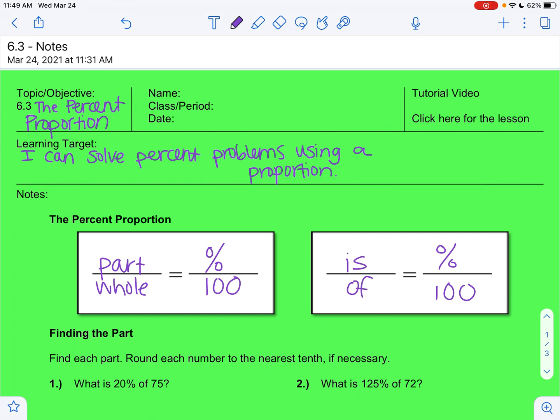Today we're going to do lesson 3 of unit 6. It's all about the percent proportion. So our learning target is: I can solve percent problems using a proportion. So let's go ahead and get started.